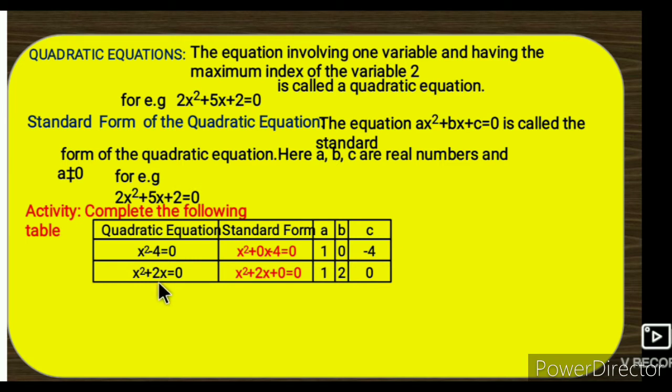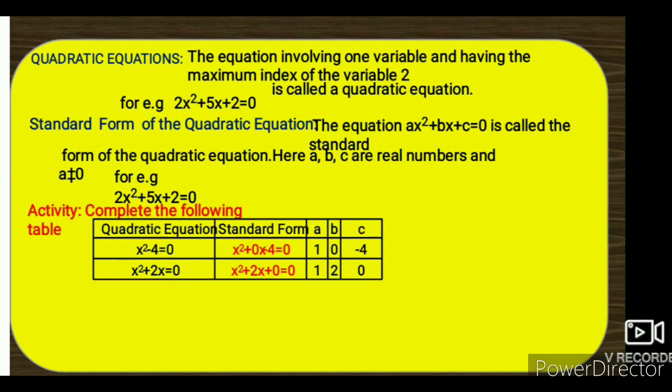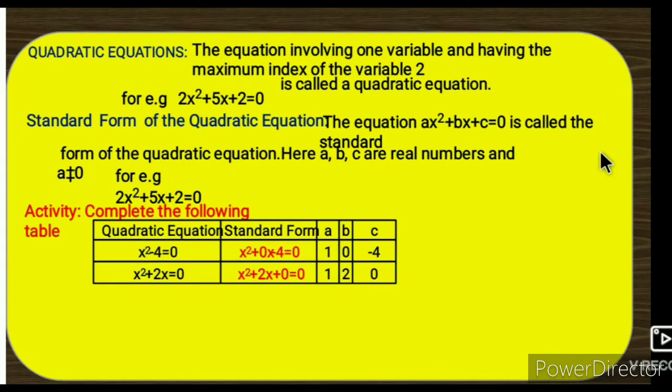Therefore, the given equation in standard form is x square plus 2x plus 0 is equal to 0. Compare the given equation with ax square plus bx plus c is equal to 0. We get the value of a is equal to 1, b is equal to 2 and constant term c is equal to 0.